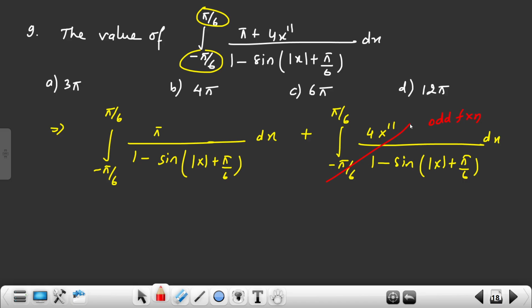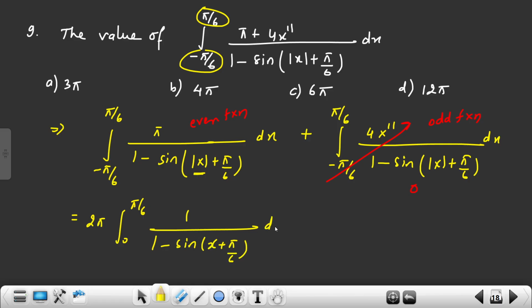So what is this integration? Now this is an even function. So for an even function, what should we do? It will be twice. So 2 times the integral from 0 to pi by 6 of 1 by 1 minus sine mod x, obviously 0 to pi by 6 is the first quadrant, so mod x will open as positive, x plus pi by 6 dx.